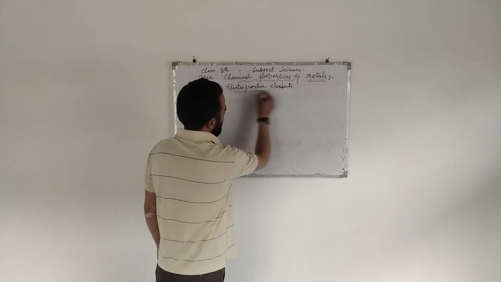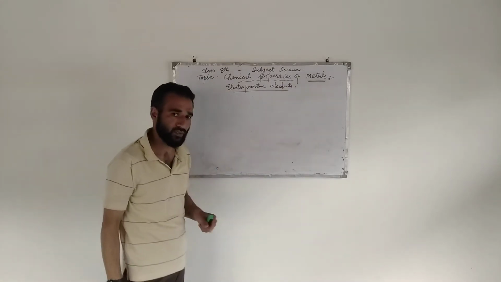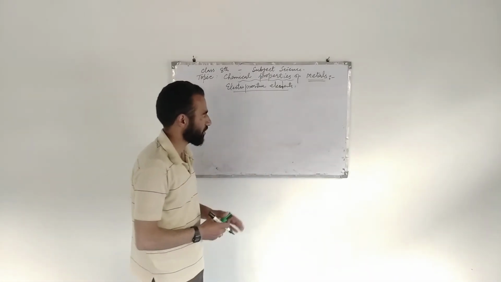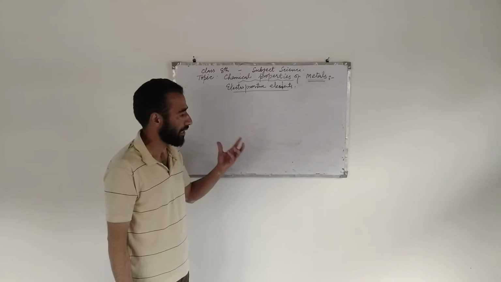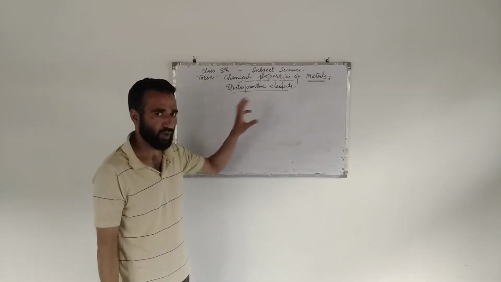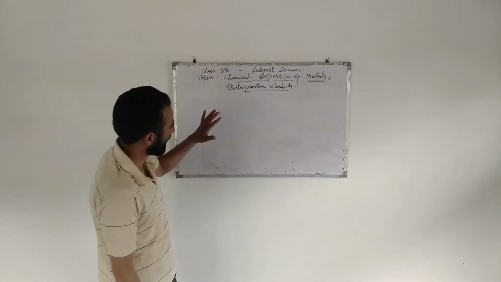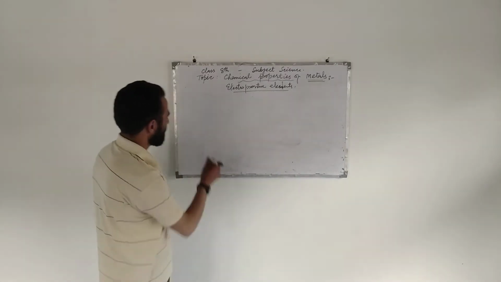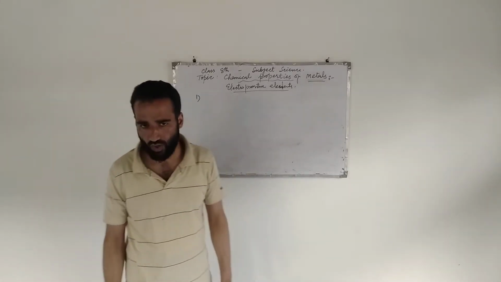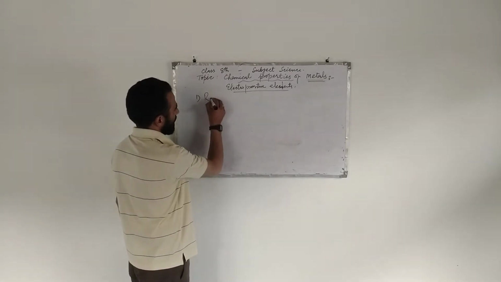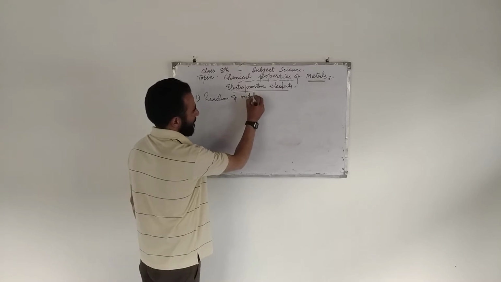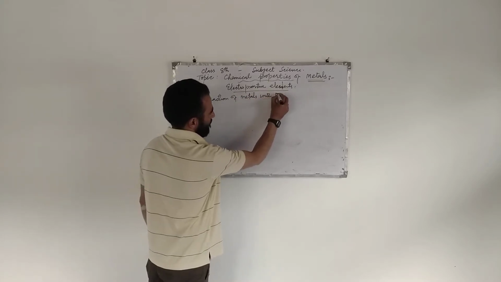So we can say that metals usually lose electrons. They lose their valence electrons and form electropositive ions. So far as their chemical properties are concerned, their first property is the reaction of metals with oxygen.